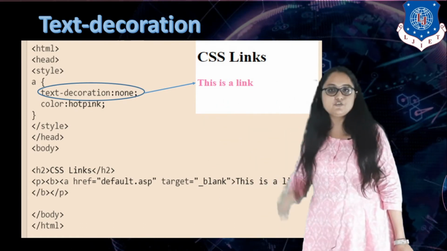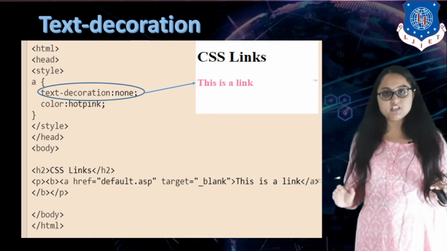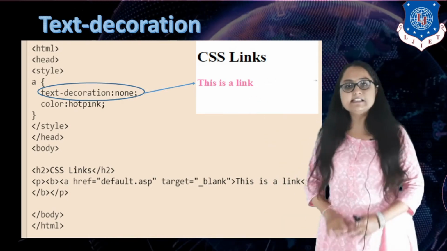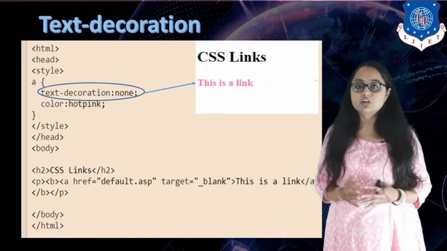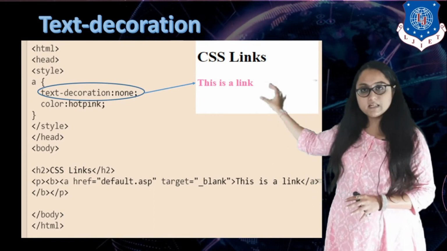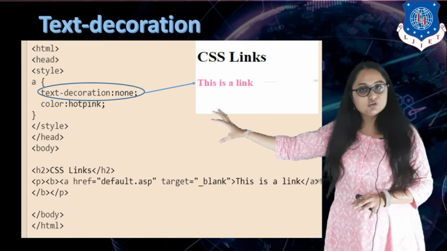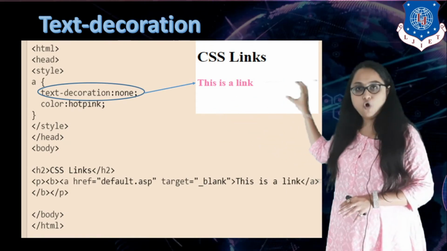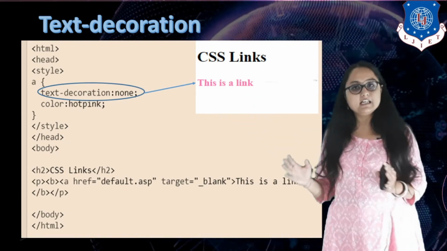Here I have specified font color hot pink. If you do not specify any color, in which color will you see this particular link? In blue color, because it was the default color, right? So by default it will be blue color and underlined. Here I have changed both the properties. I have changed the font color to hot pink and I have removed the underline altogether.